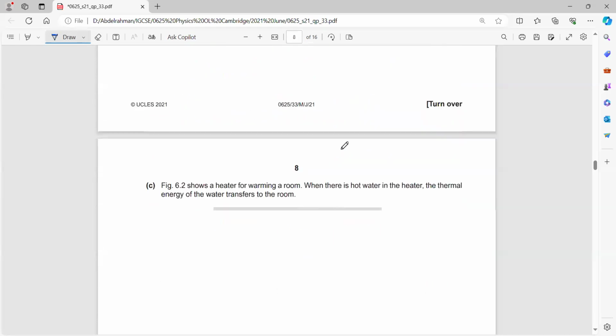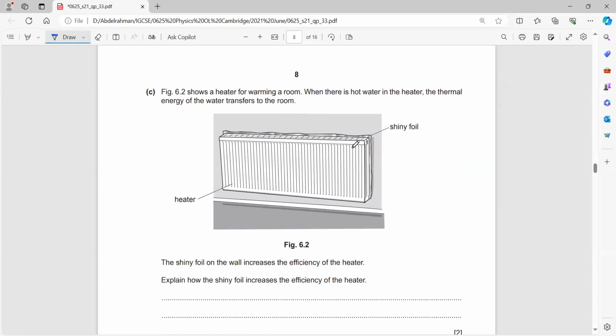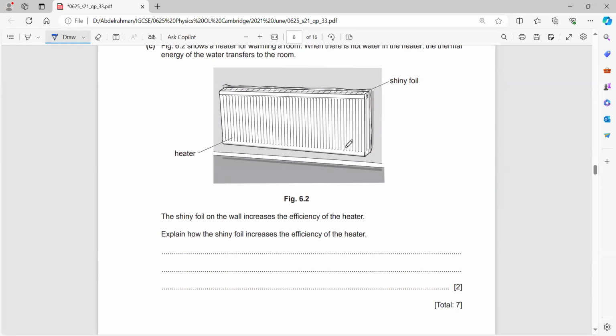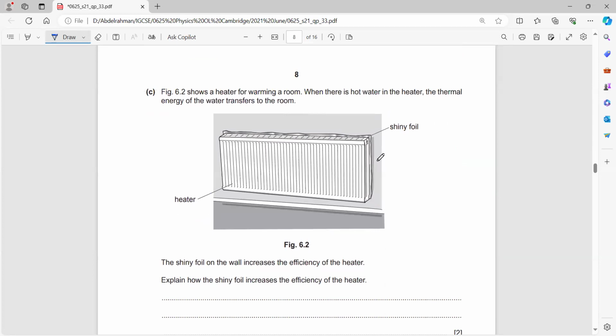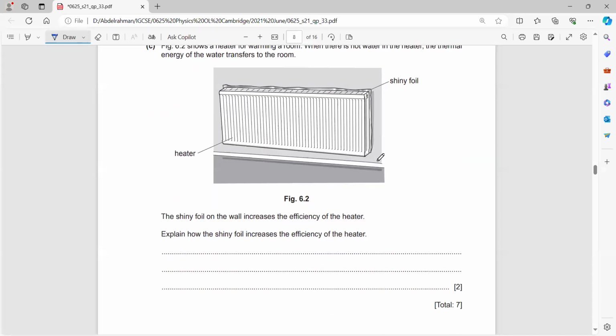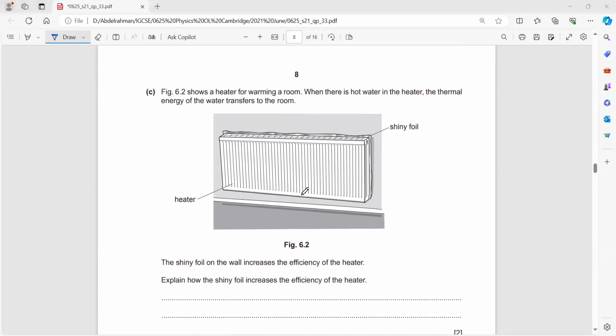Okay, moving on to the next question. This shiny foil on the wall increases the efficiency of the heater. Do you see the shiny foil? It increases the efficiency of the heater. Explain how the shiny foil increases the efficiency of the heater. This is a very good question.